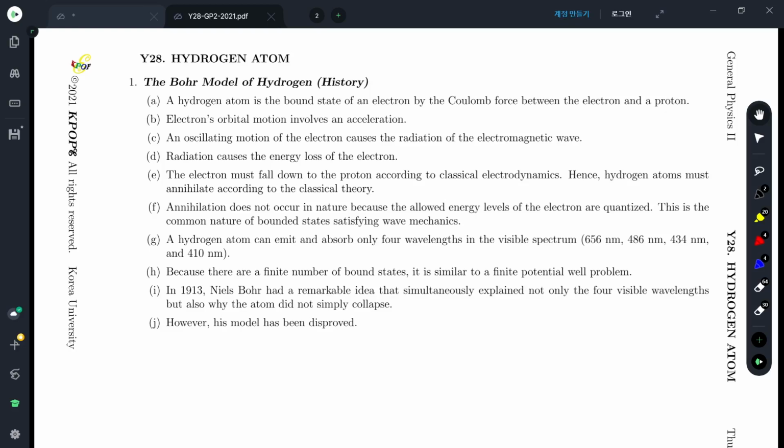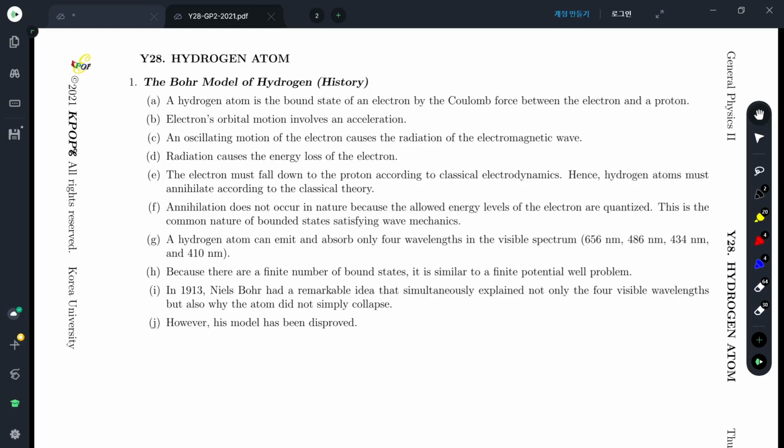According to classical electrodynamics, based on Maxwell's theory, the electron rotating around the proton nucleus is accelerating. Its speed is uniform in classical theory, but circular motion requires an acceleration. For example, in uniform circular motion, there is a force toward the center of the circle.